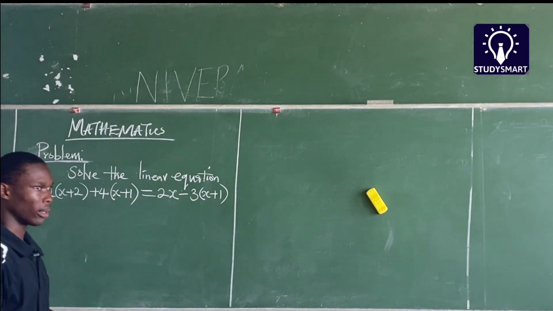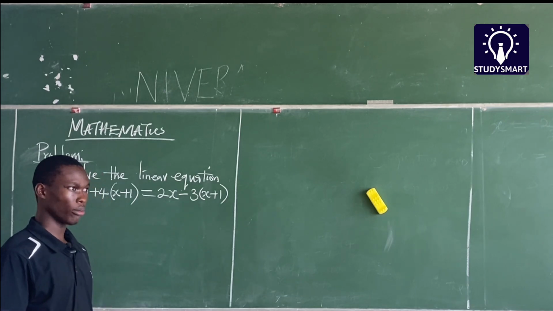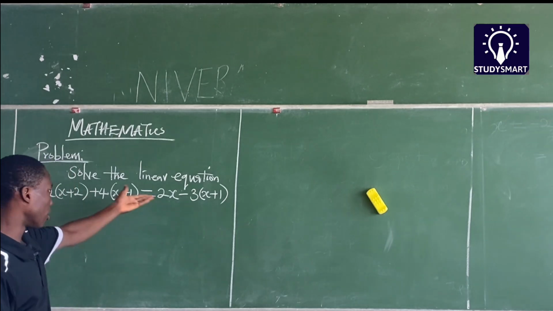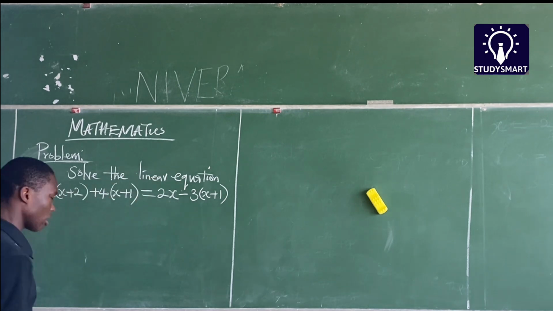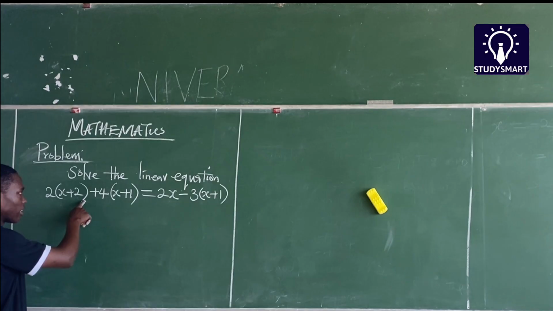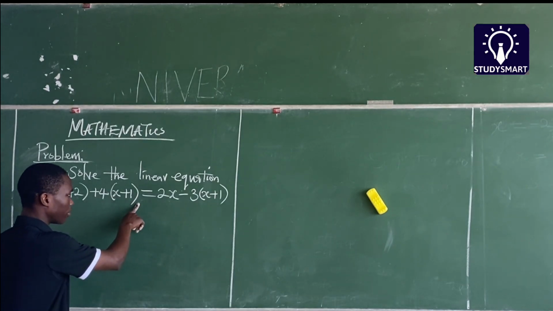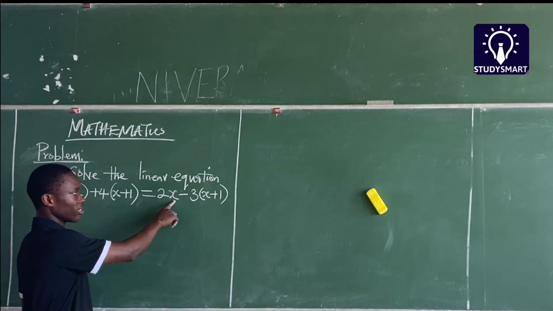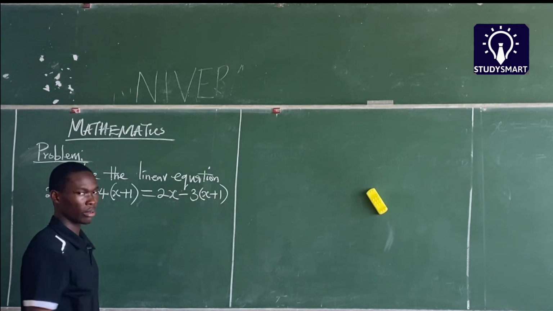Right, so in continuation of our previous class, we were talking about linear equations, where we saw a few simple examples. And in this video, we are going to be solving this problem, which says solve the linear equation. As you can see here, we have 2(x + 2) + 4(x + 1) = 2x - 3(x + 1).